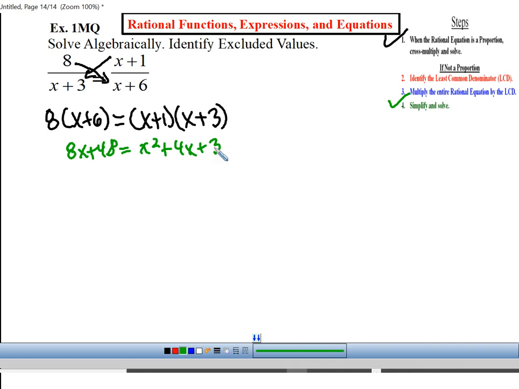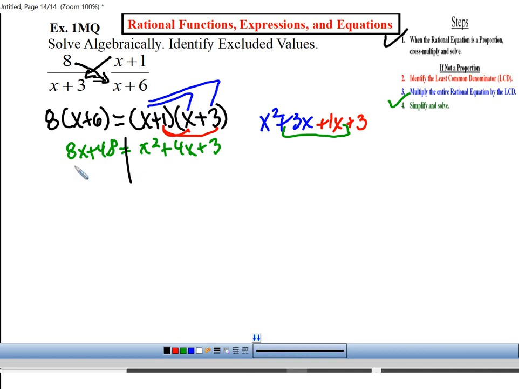Check your work. So far so good? From there, I'm sorry? 3x? Alright, let me work it out. Careful with your distribution. Yes? This is 4x. Yes? Okay. From there, minus 8x minus 48, minus 8x minus 48. We end up with 0 equals x squared minus 4x minus 45. So far so good?